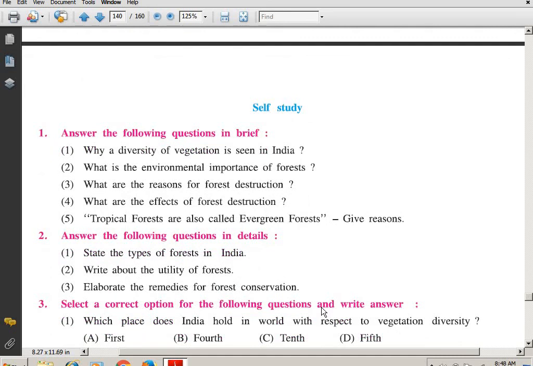I want you to write these question answers. What are the effects of forest destruction, which we saw already? What are the reasons for forest destruction? Why do people destroy the forest? What is the environmental importance of forest, which we already saw? Tropical forests are also called evergreen forests. We have already learned by heart in the class. State the types of forests which we studied. We have five types of forests. Write about the utility of the forest.